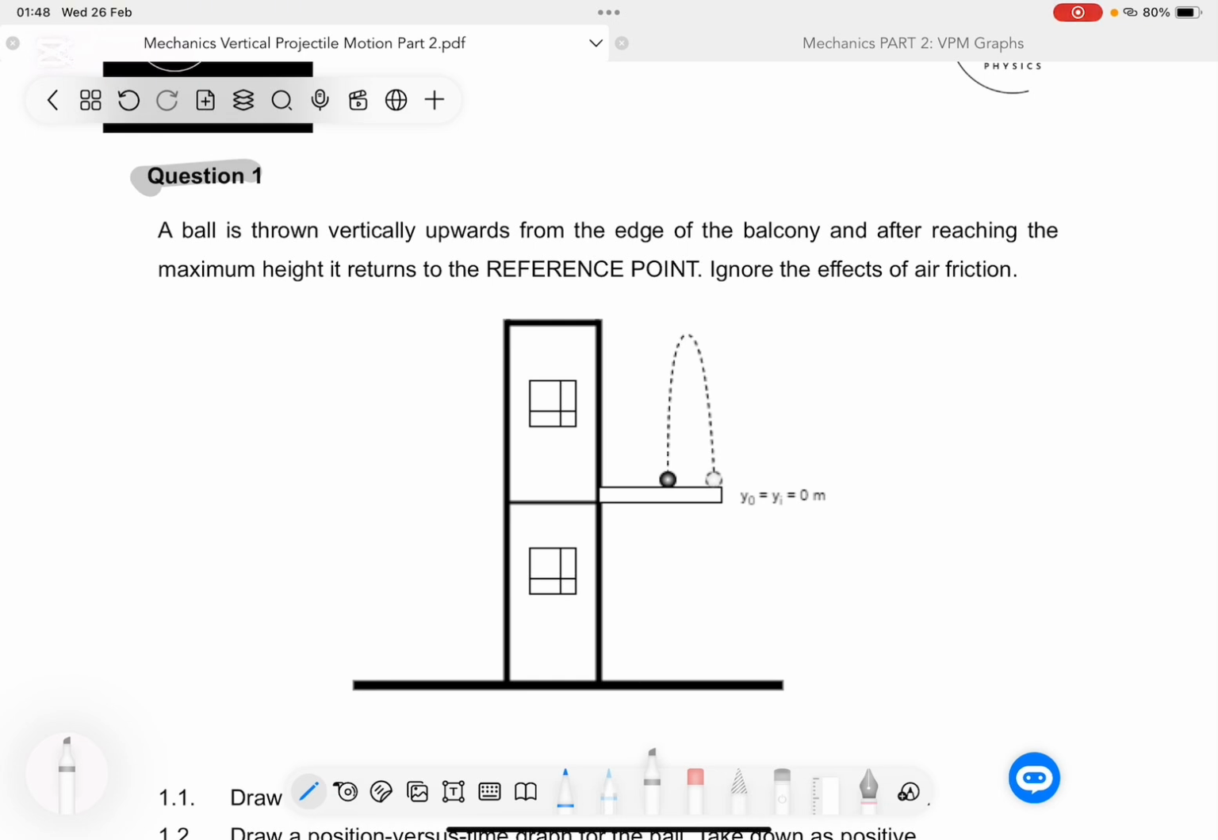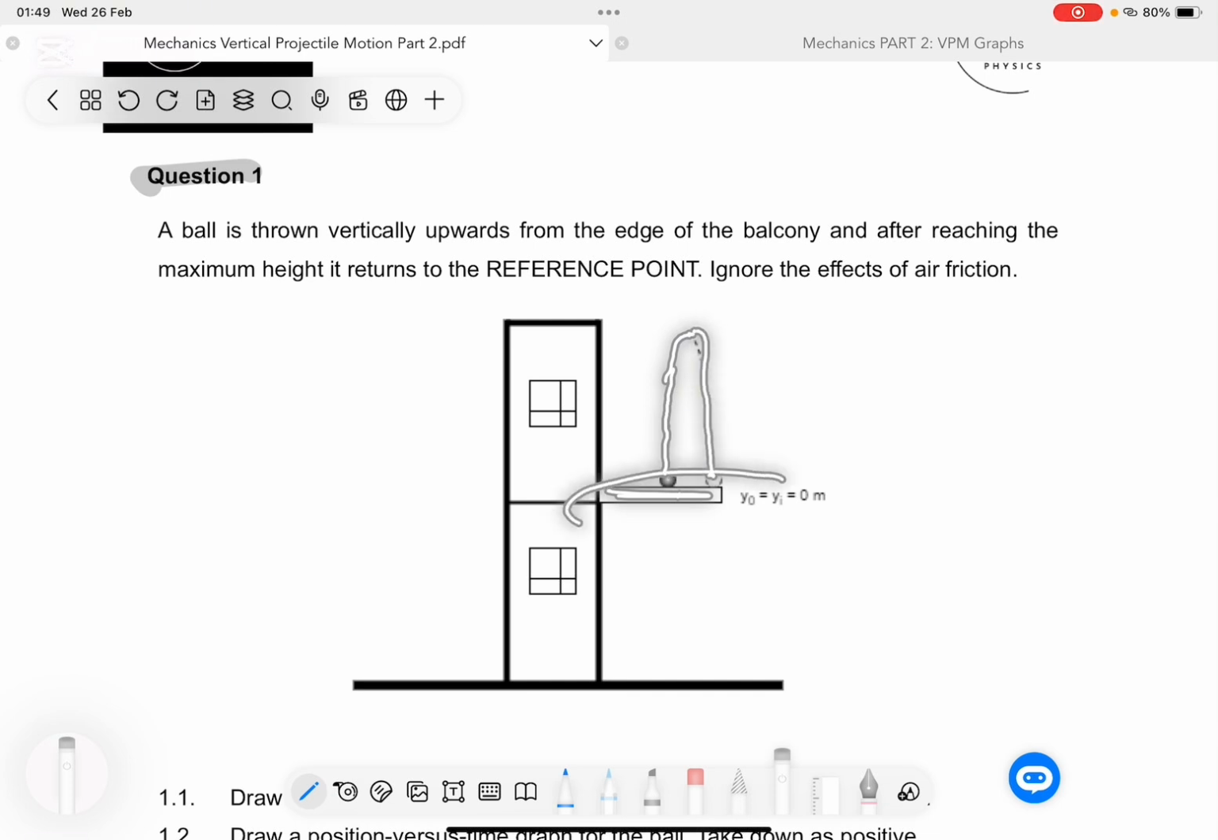Ignore the effects of air friction. Now we are saying here that a ball is thrown with some initial velocity, Vi. So this ball will go upwards because it's been thrown upwards from the balcony. Then it reaches the maximum height, wherein it returns back to where it started.